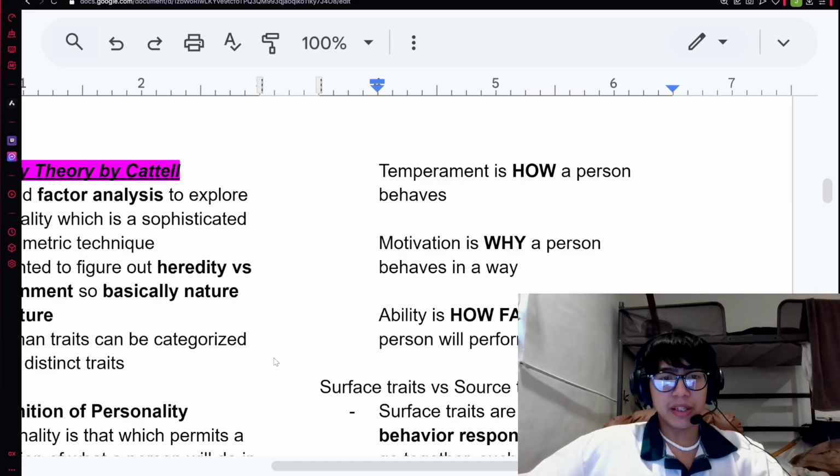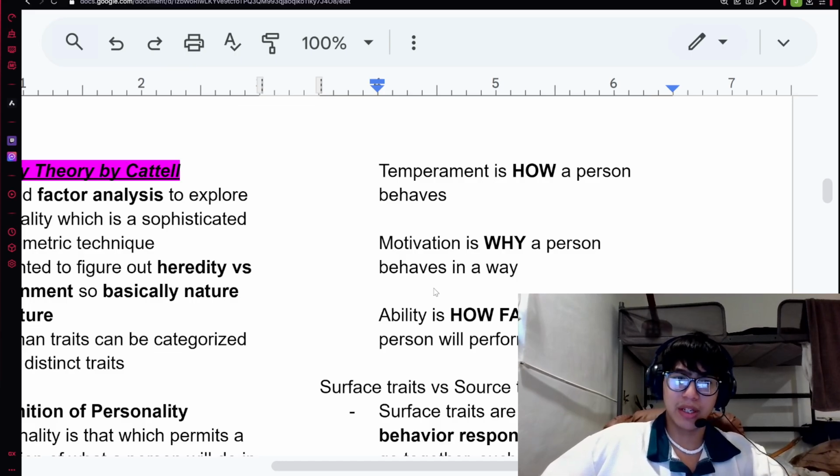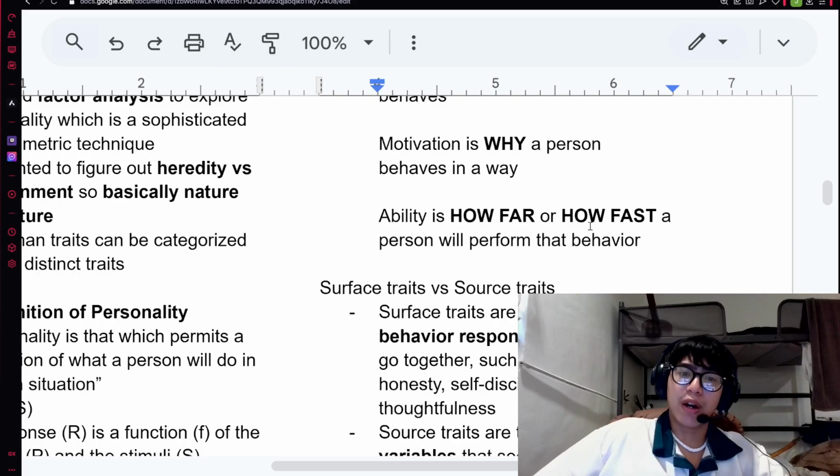So temperament is how a person behaves. So basically, how they are just themselves, how a person behaves. And then the motivation is why a person behaves that way. And then ability is how far or how fast or how well a person will perform that behavior.